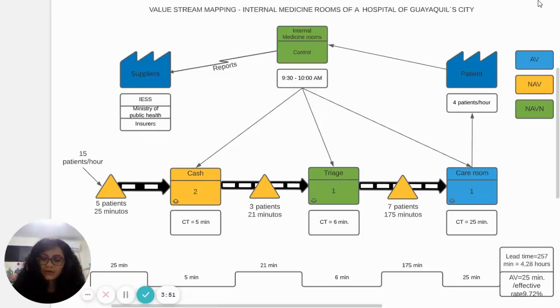The cash cycle time is 5 minutes, the triage cycle time is 6 minutes, and the care room cycle time is 25 minutes. Also, there are 2 cashiers, 1 nurse in triage, and 1 doctor. In the upper part of the timeline we see the non-added value time, and the bottom part of the timeline shows the time taken by the basic process. The total lead time is 257 minutes, equal to 4.28 hours, with an effective rate of 9.72%. And the output is 4 patients per hour.